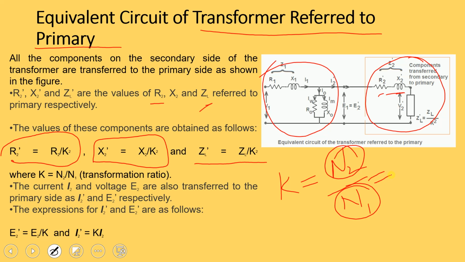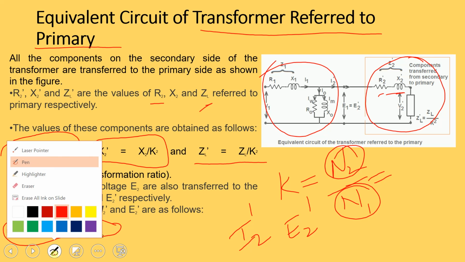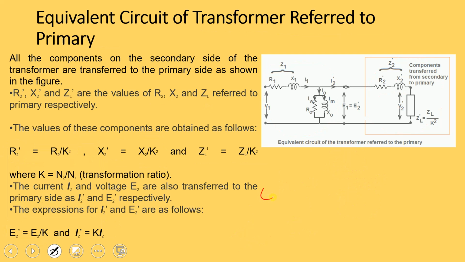The current I2 and the voltage E2 are also referred to the primary side, and they are represented as I2 dash and E2 dash. The expressions for I2 dash and E2 dash are given by this: E2 dash is equal to E2 upon K, and I2 dash is equal to K into I2.